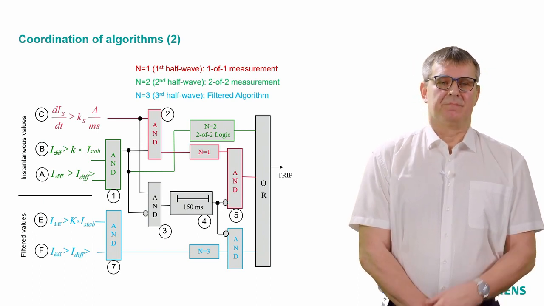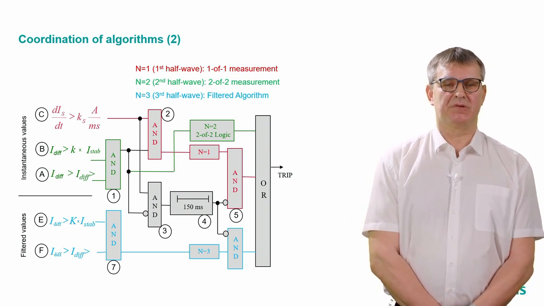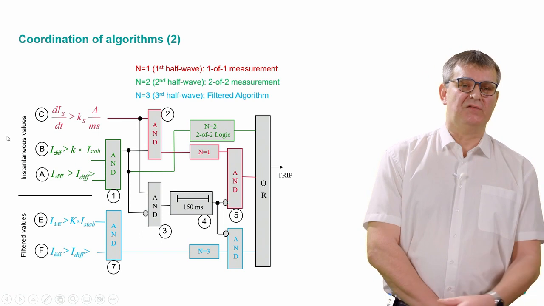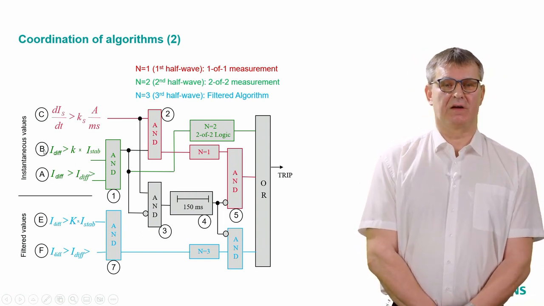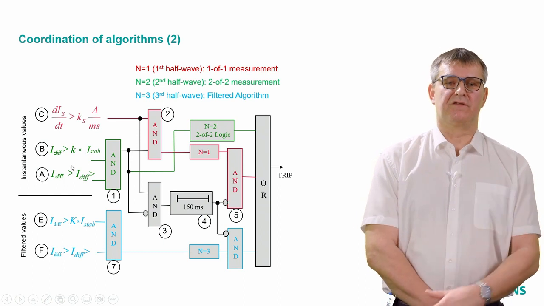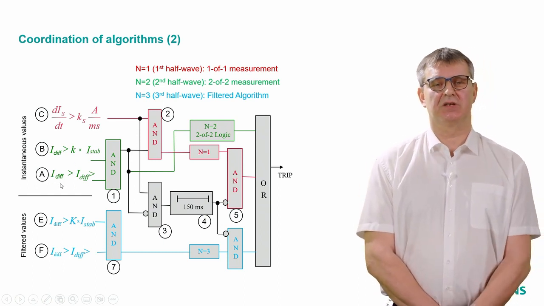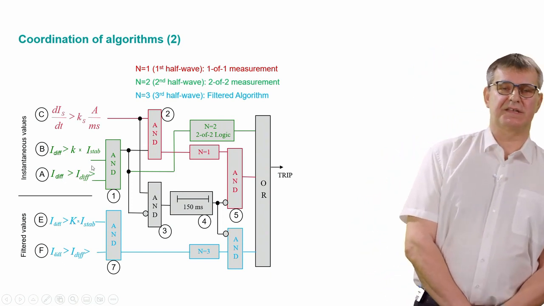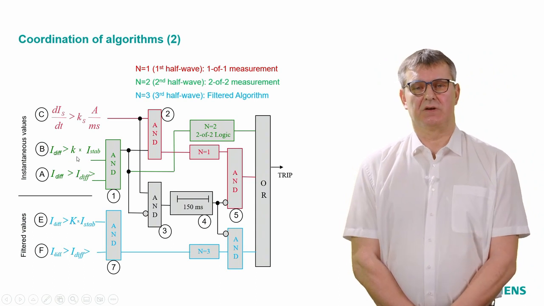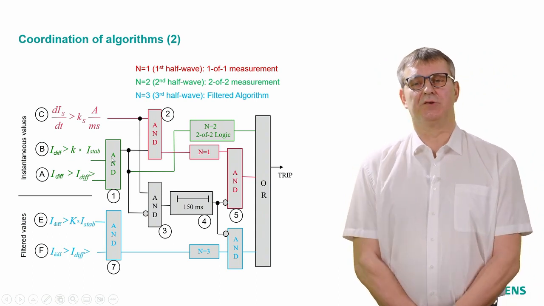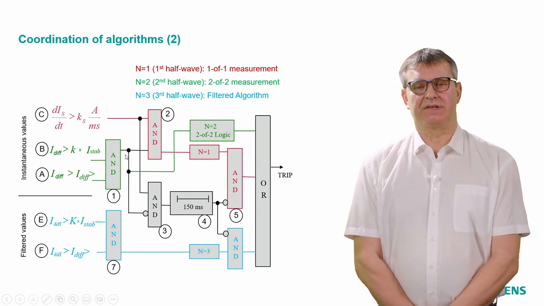Okay, but let's go through the other possibilities. We have no jump, we are simply in the tripping area. So the differential current is higher than the minimum differential current threshold, and the differential current is higher than the stabilization current multiplied with the stabilization factor. That means we are in the tripping area. And one threshold exceeding is enough.